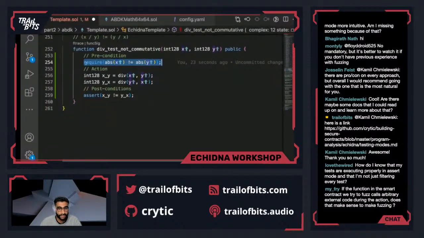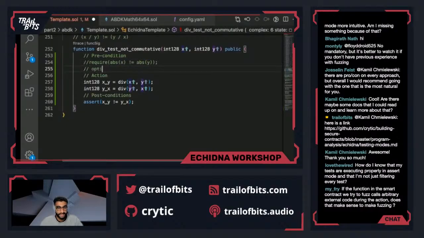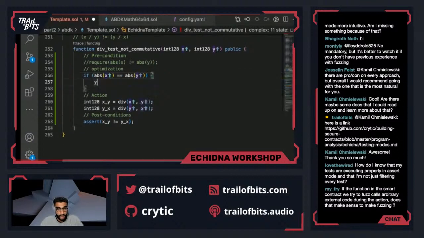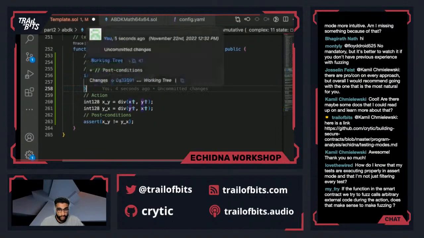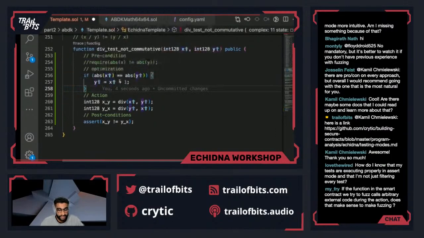So we can take a little bit of a different route here. And instead of a precondition, we can add an optimization. What I can do is, if the absolute value of x is equal to the absolute value of y, I'm just going to make y 1 more than x. Now, this will only revert if x is the max of int128, and then y will overflow. But every other time, even if the absolute values are the same, I'm just going to make y 1 greater than x, and I can still test my post conditions.